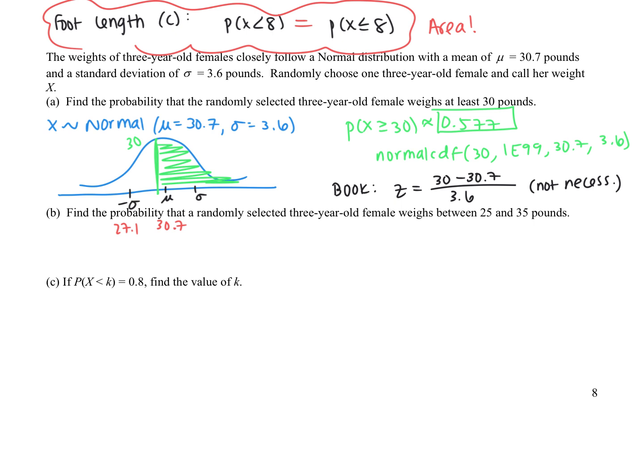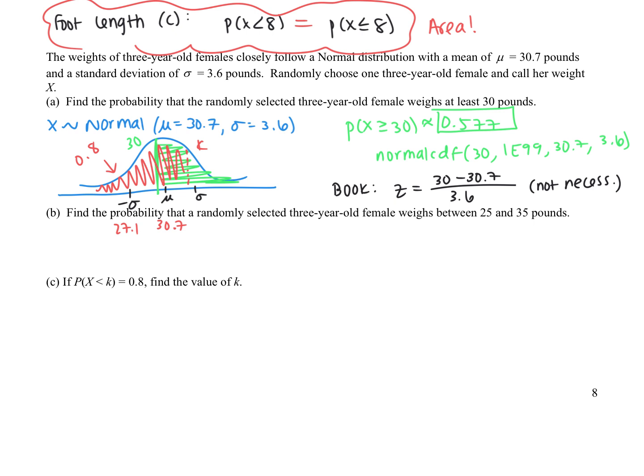Last thing, we're going to do C. Find the probability that x is less than k. If the probability that x is less than k is 0.8, find the value of k. Okay, so k is somewhere here. I don't know where, but it's somewhere there. And all the area below it has to be 0.8. And that's what I expect. Shade, show me the area is 0.8.